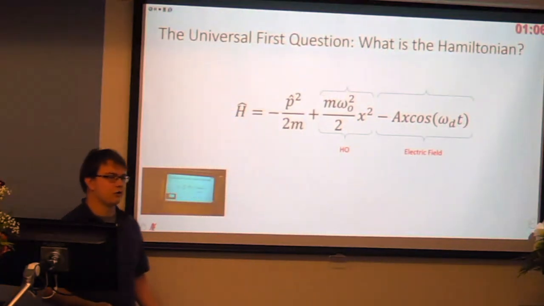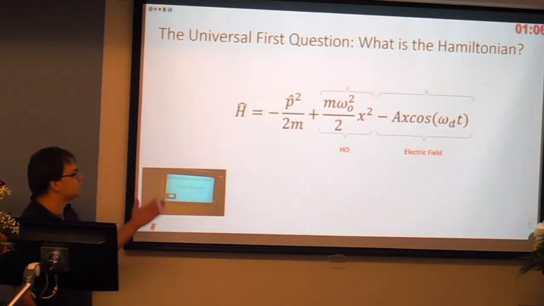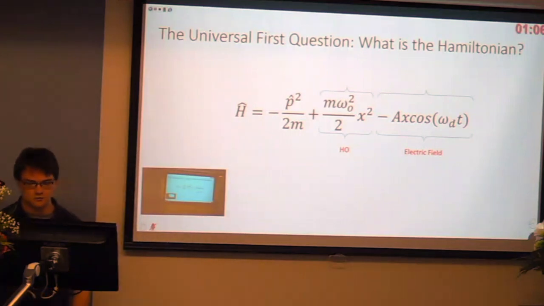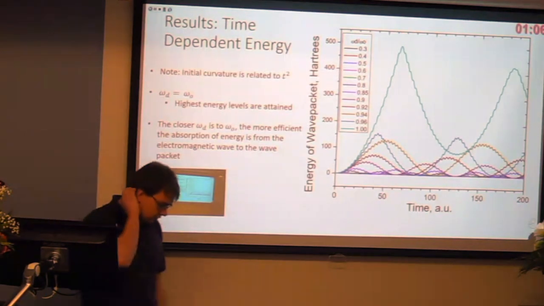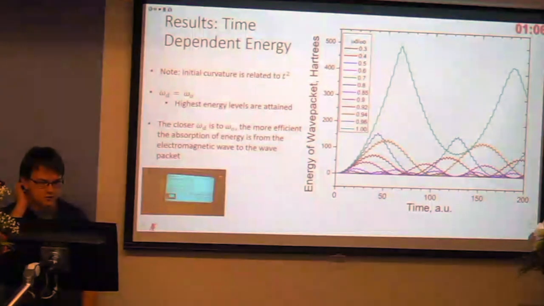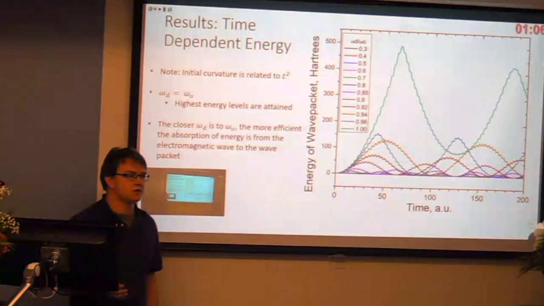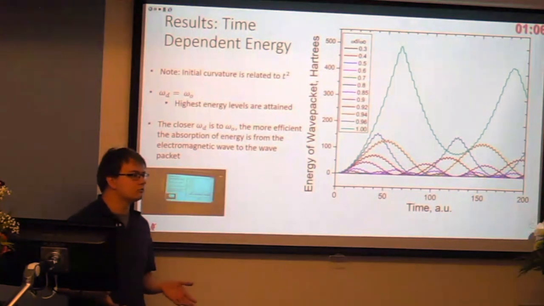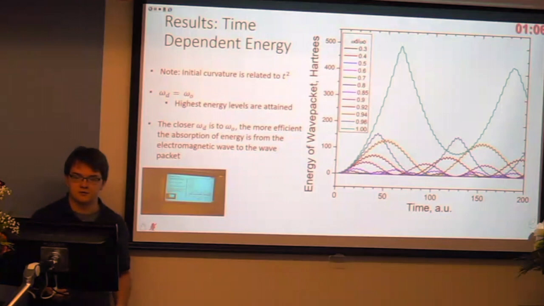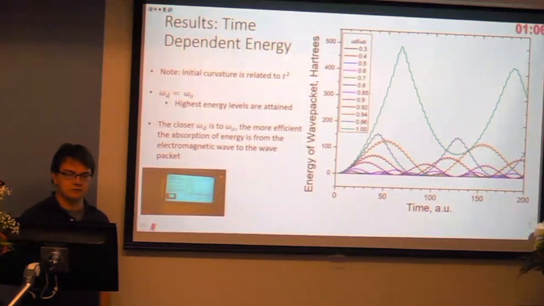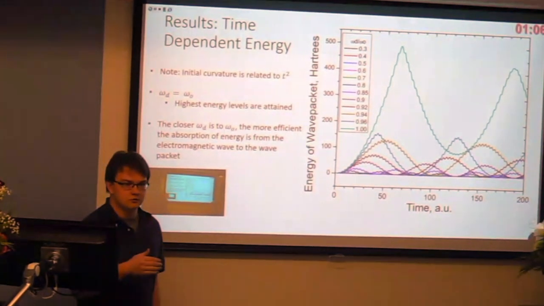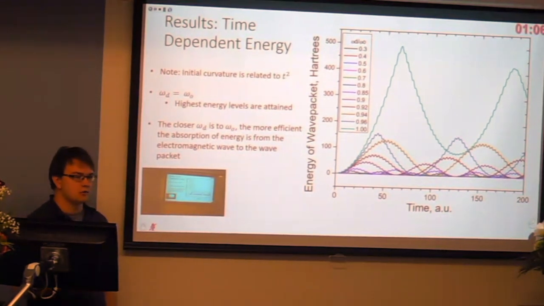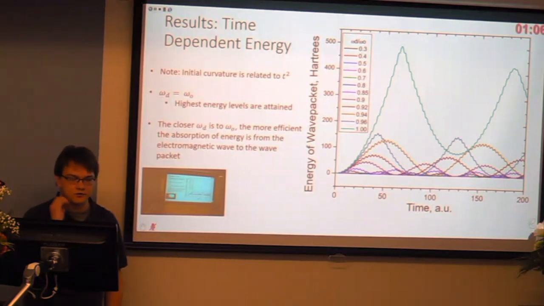So what is the overall Hamiltonian? It's just an addition of the kinetic energy, the harmonic oscillator, and the electric field. What I did is I took different situations of driving frequencies. I set the intrinsic harmonic oscillator potential to a frequency of 1. Again, this is a very generalized system as well. I've taken the driving frequency as a fraction of the intrinsic frequency, so you can see 0.3 is 3/10 of the intrinsic frequency.